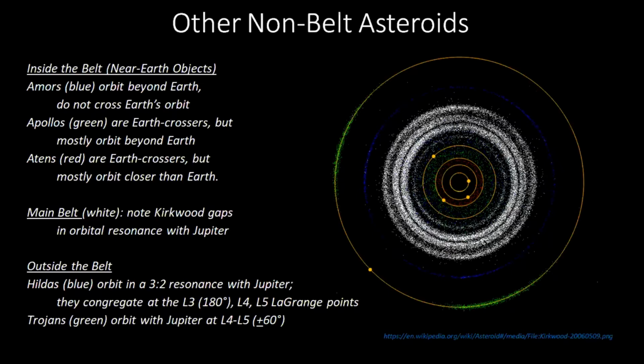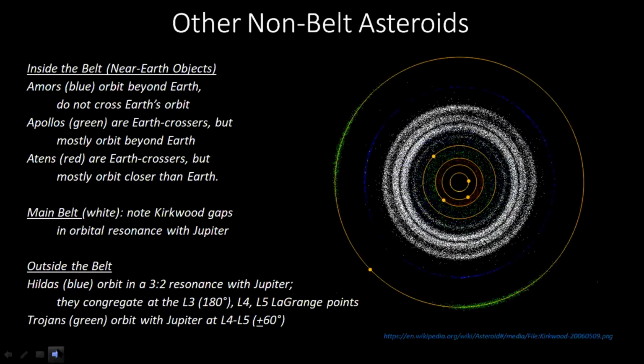And then inside the asteroid belt, we have the so-called near-Earth objects, or NEOs, and they come into different classes depending on whether they cross Earth's orbit. And if they do cross Earth's orbit, are they asteroids that are usually farther from the sun than us or closer to the sun than us? Because when it comes to near-Earth objects, it's all about us.